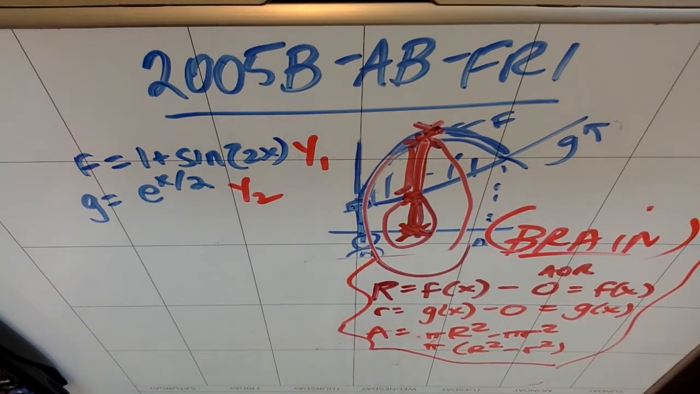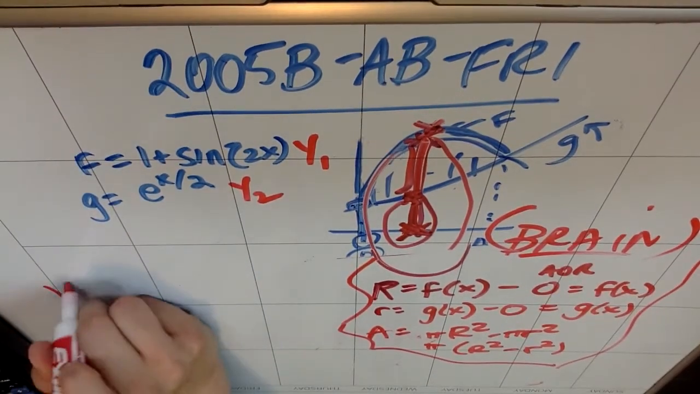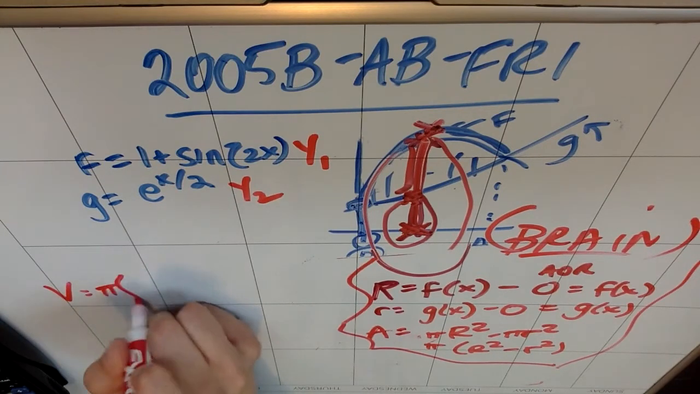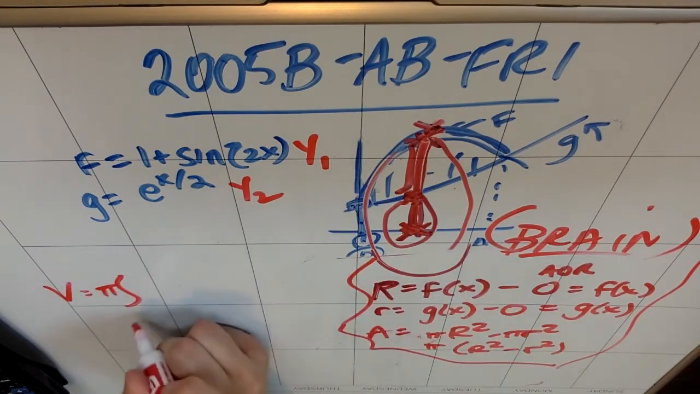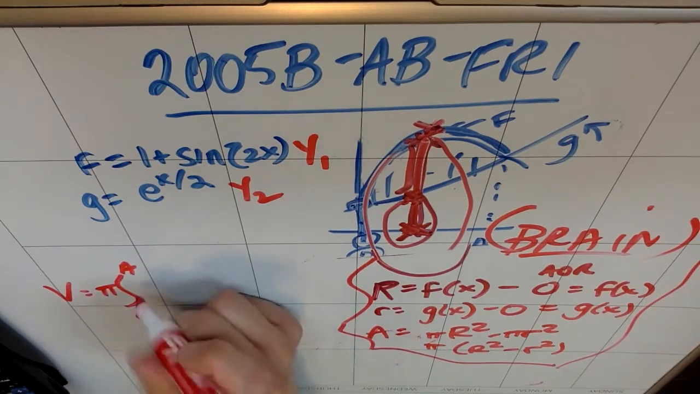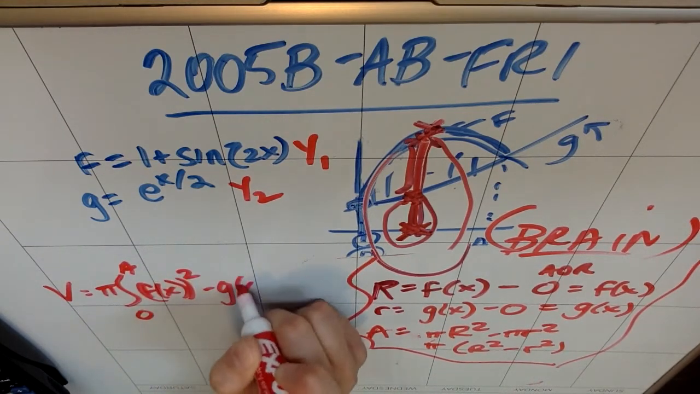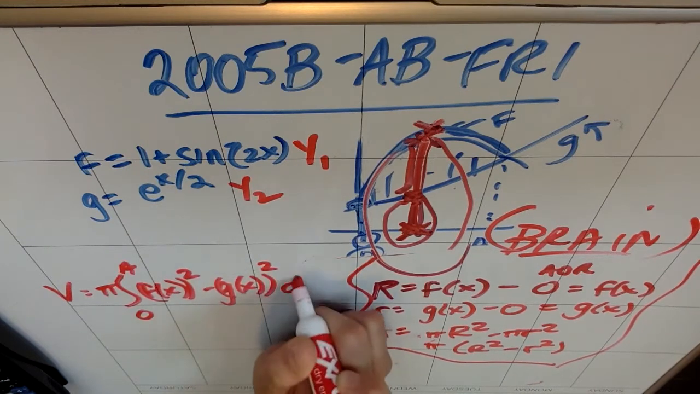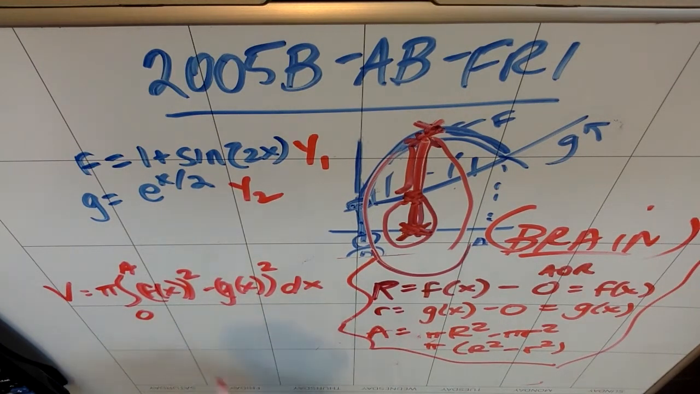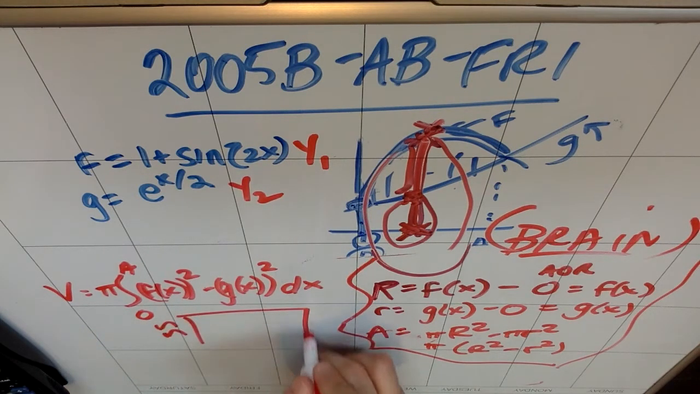What they care about is that you're going to get that the volume is pi times the integral from the same bounds, 0 to a, of big R squared, so f of x squared, minus little r squared, so g of x quantity squared, with respect to x. This is what they need to see. You can call them f and g because they called them f and g. So they need to see that, and then they need to see an answer, right?